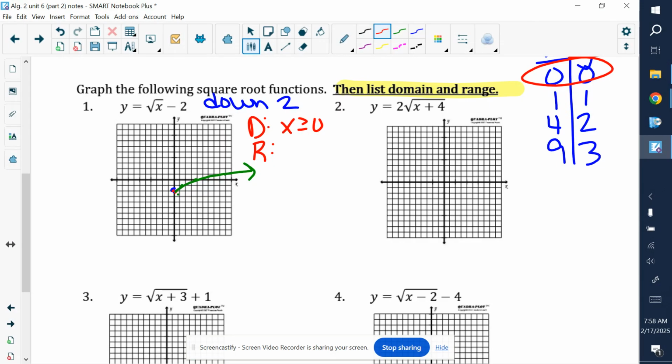The range, now that's your set of Y values. How low does your graph go? How high does your graph go? Well, how low my graph went is -2. It does go forever high. Doesn't go very quickly, but it does go forever high. So my range would be Y values greater than or equal to -2.